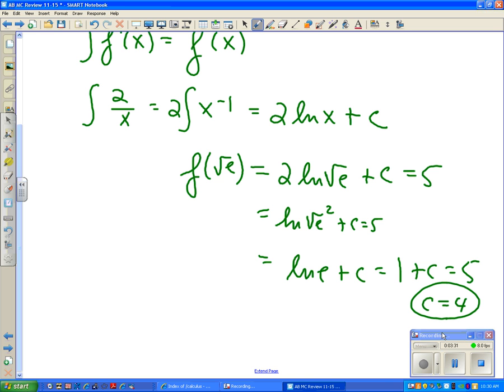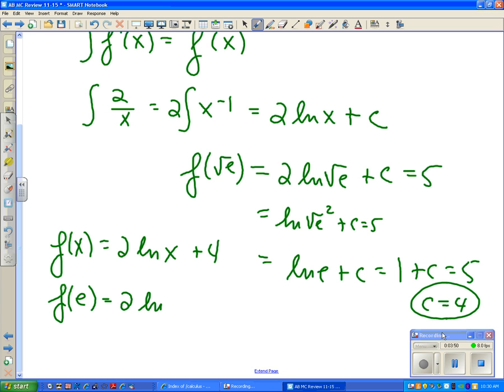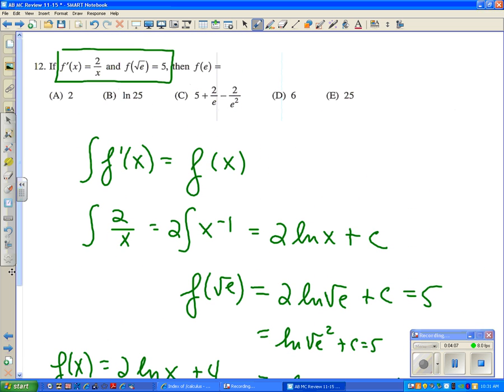Now that we've solved for c, we know our function is 2 natural log of x, not plus c, but plus 4. And if the original problem was to evaluate f of e, we're going to say 2 times the natural log of e. And if we put e in and take the log base e of e, we get 1. And that's going to be 2 times 1 plus 4 equals 6. So I think that answer up the top would have to be D. D is our answer.